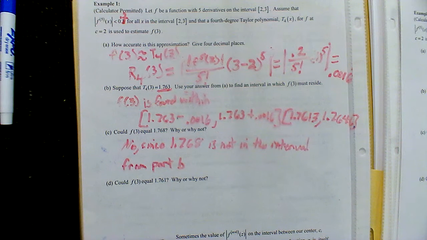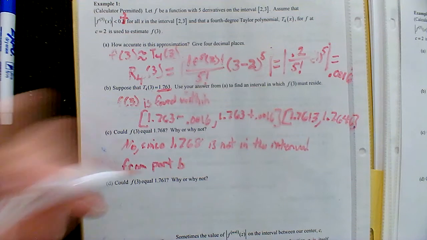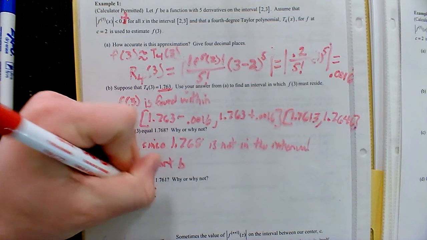All right, letter D. Similar to C, could f of 3 equal 1.761? Why or why not? Well, if you look at your interval, yeah, we could not have it in the interval because 1.761 is not within there. It's 1.7613, so no, it could not be in there.